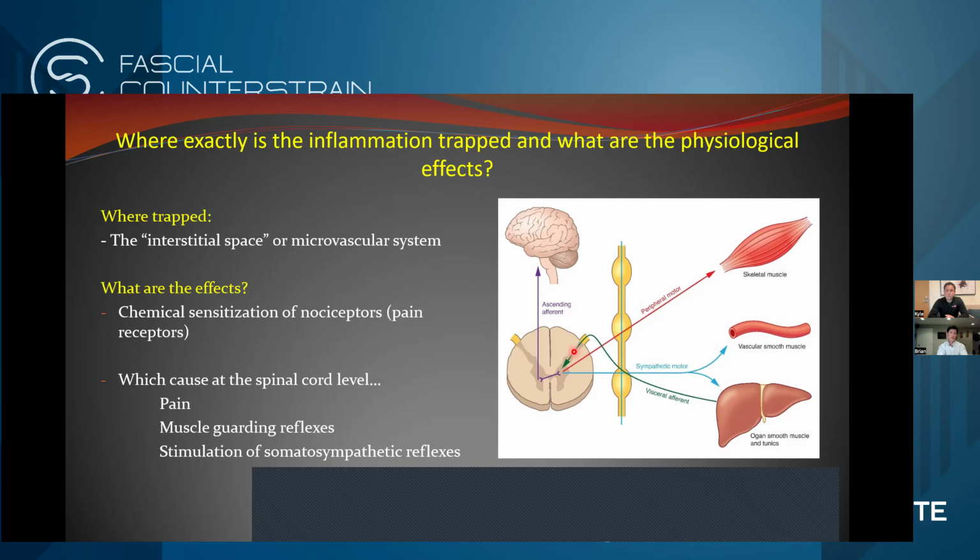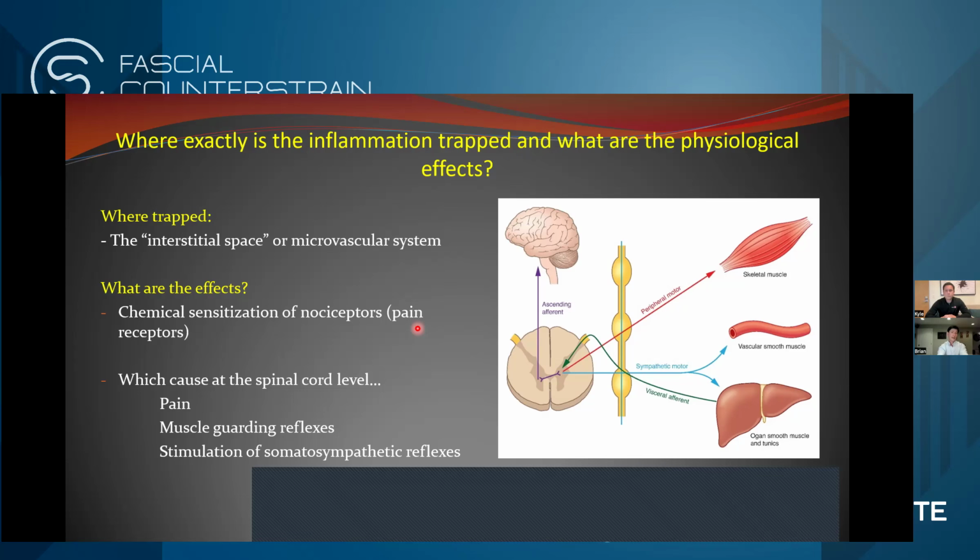But it also stimulates muscle guarding reflexes. The trapped inflammation stimulating the pain receptor triggers the muscles to guard in that area. So this could be lost range of motion. This could be a trigger point. This could be a segmental motion loss. If you motion tested someone's spine, you'd feel that muscle guarding reflex, secondary to the stimulated nociceptor, secondary to the trapped inflammation.